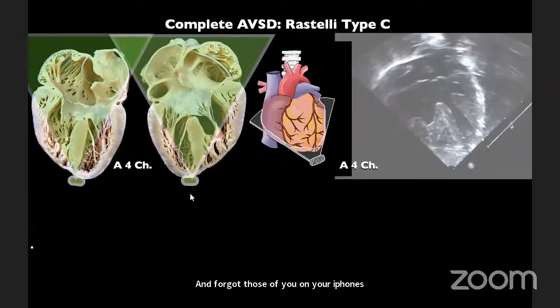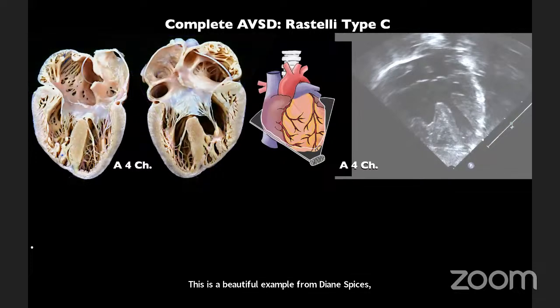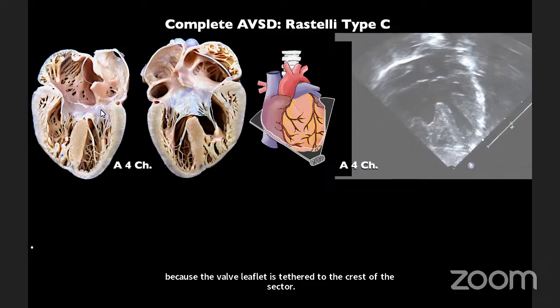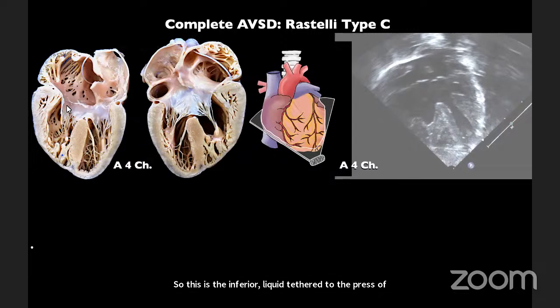Now, this is a beautiful example from Diane Spicer's collection of a Rastelli type C. And here I think you can see in the 4-chamber view that when you look at the posterior leaflet, here's the inferior, beg your pardon, leaflet. Here's right atrium, left atrium, secundum, primum defect, and you can't see the VSD here because the valve leaflet is tethered to the crest of the septum. So this is the inferior leaflet tethered to the crest of the septum. And that was what Rastelli said, that the inferior leaflet is almost always attached to the crest of the septum.